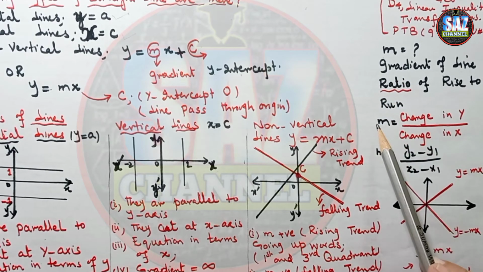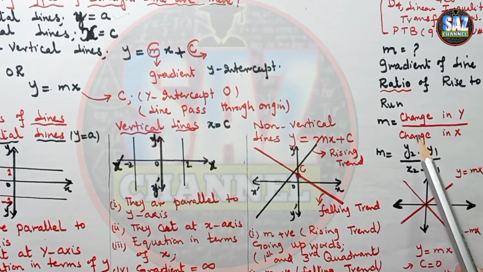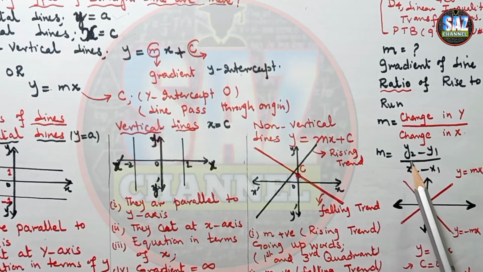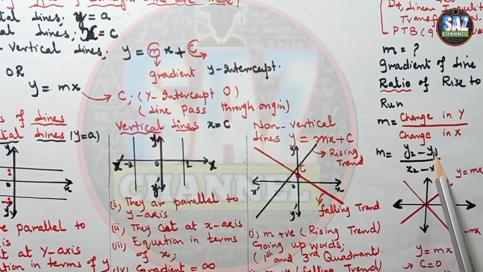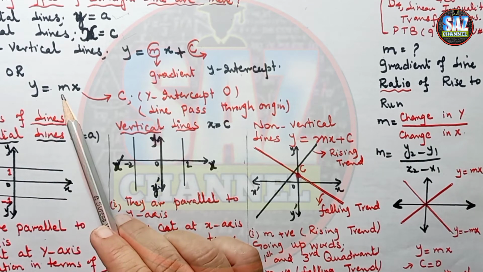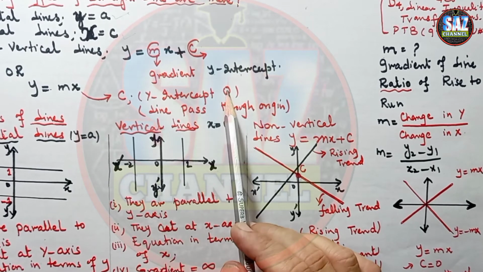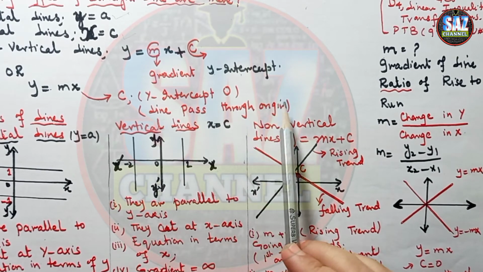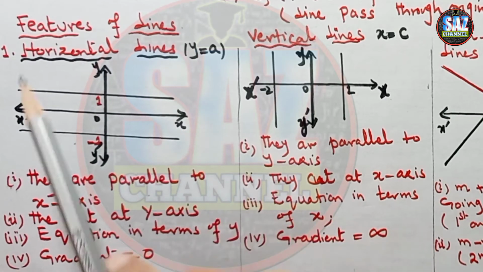So the formula for the gradient will be the ratio of rise, and rise comes along the y-axis, change in y upon change in x, or in form of the coordinates we can write the formula for the gradient m equals to y2 minus y1 upon x2 minus x1. The second type of non-vertical line is y equals to mx only, where c, the y-intercept, is 0 and this line will pass through the origin. Let's discuss these types of lines one by one.